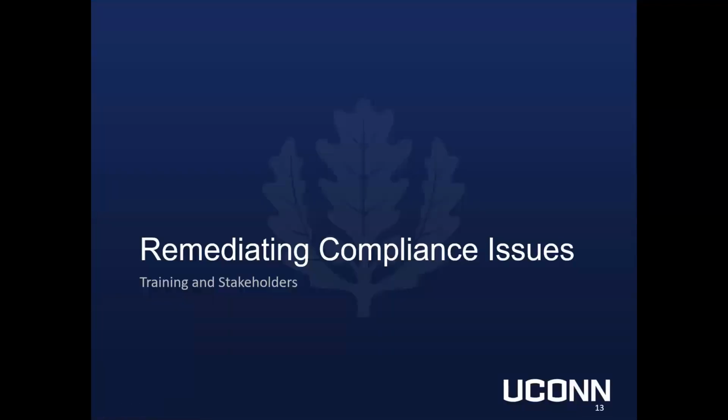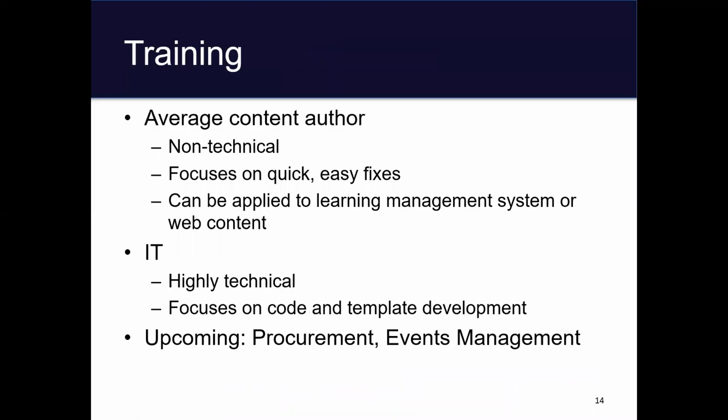All right, so how do we go about remediating compliance issues? A big part of remediating accessibility issues is training developers and content authors. That doesn't mean you have to build the training from scratch necessarily. You can build it onto pre-existing training. For example, at UConn, we have training for Blackboard, which is their LMS, and Aurora. They both have accessibility training folded into them.